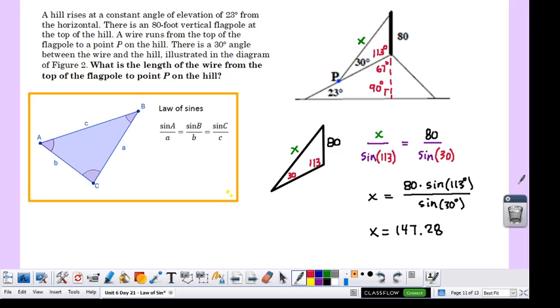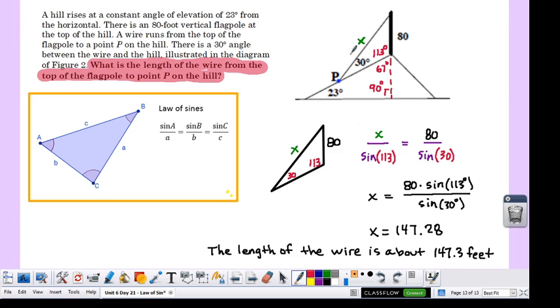I got 147.28. I think at this point it's worth going back and looking at the question a second time and seeing that we're trying to find the length of the wire from the top of the flagpole to the point P on the hill. I found the side length x, which is exactly what I'm trying to find. So the length of the wire is about 147.3 feet.